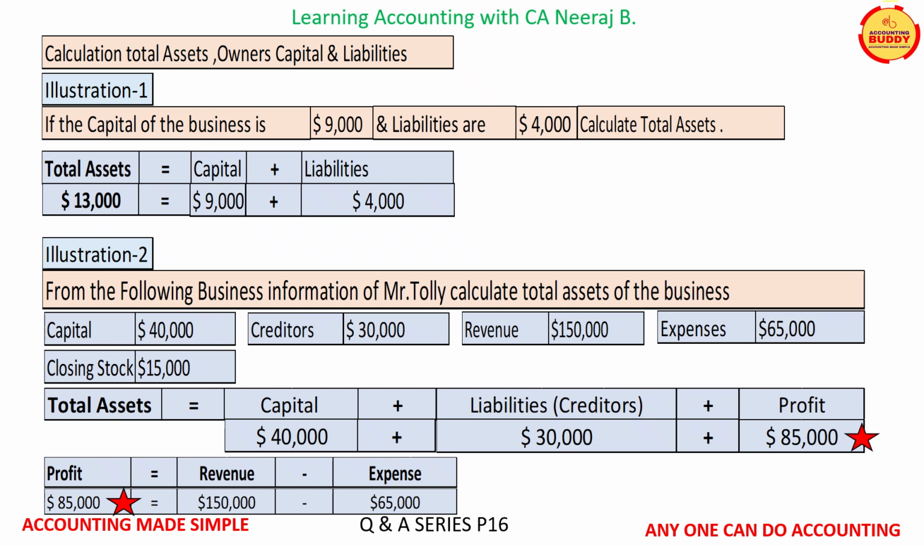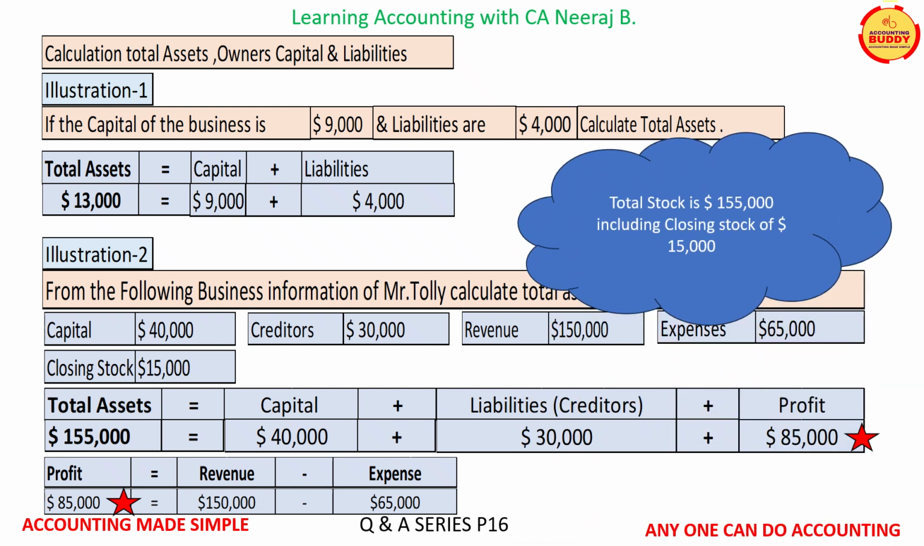Therefore, the total assets of $155,000 are equal to the sum total of the capital and the liabilities and the profit. Further, the closing stock of $15,000 is a part of the total assets of $155,000.